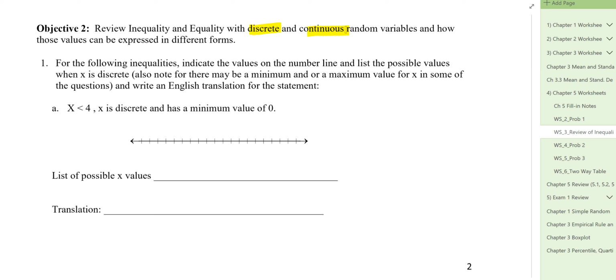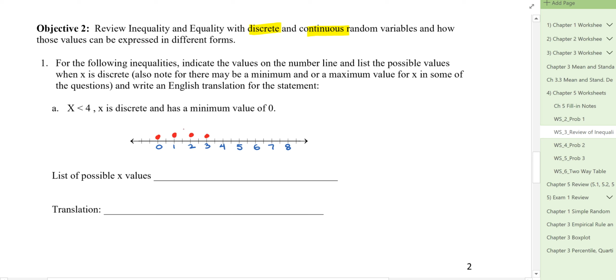X is discrete and has a minimum value of 0. First let me label my number line, including 4 in it. So x is discrete, meaning that I can count them, countably many of them, and it has a minimum of 0. Let me start with 0 first. X is less than 4, meaning that x does not include 4. So the next integer will be 3. 3 is less than 4. 2 is an integer, it's discrete, and 2 is also less than 4. 1 is less than 4.